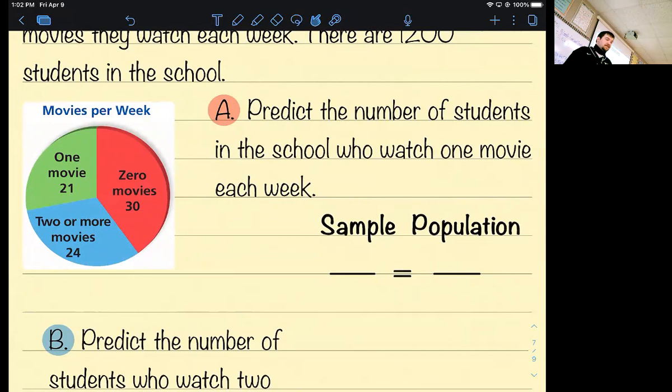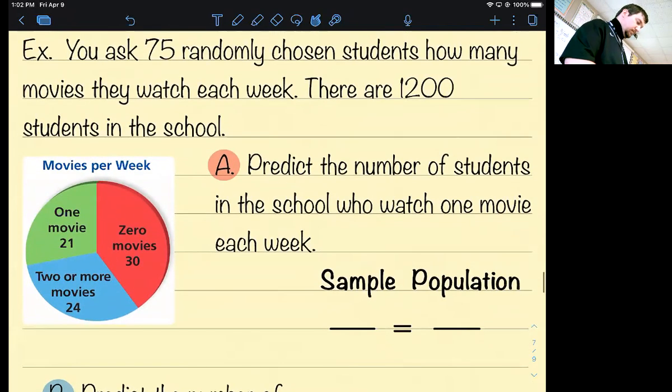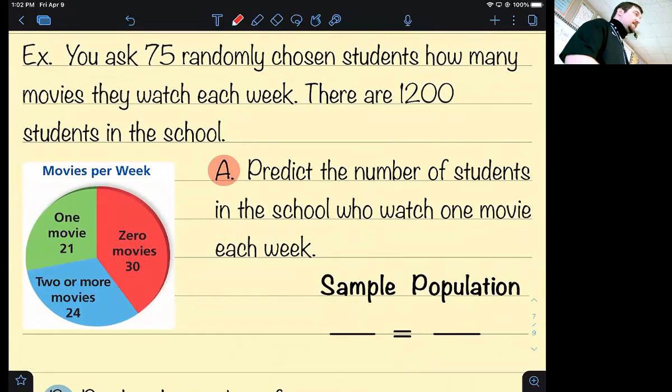Okay. How many students did I sample? 75. I didn't sample all 1,200. Okay, I asked 75. And how many of those 75 say they watch exactly one movie a week? 21. Okay, 21 out of 75. That's an experimental probability, right? That's experimental. I actually asked people, and that's what I got. So if 21 out of 75 people watch one movie, how would I use that information to make a prediction?